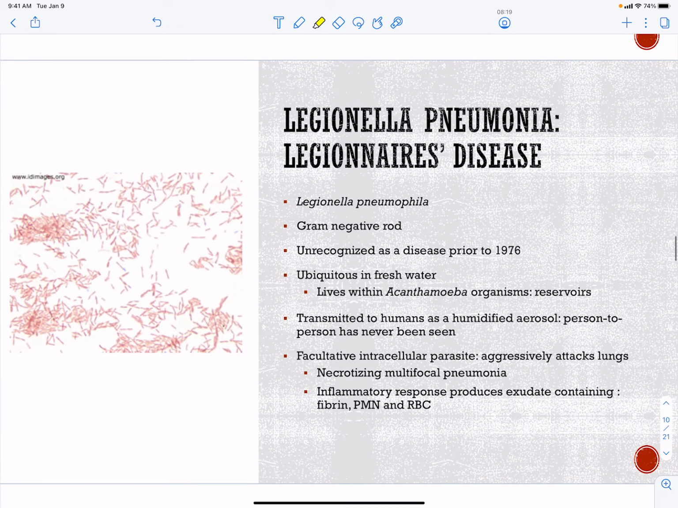Now, Legionnaires' disease is caused by Legionella pneumophila, and Legionella was identified in 1976. It is a normal pathogen or normal bacteria for birds, so it colonizes birds. It's going to be found in fresh water. It lives actually with one of our brain-eating amoebas, Acanthamoeba. So those are reservoirs for this bacteria. It's going to be transmitted in aerosol.